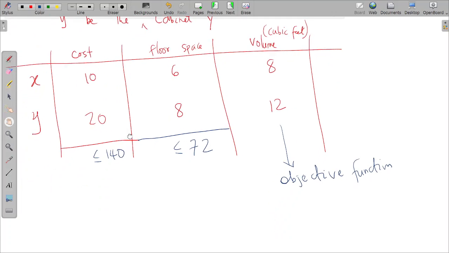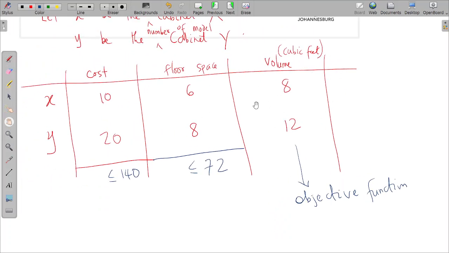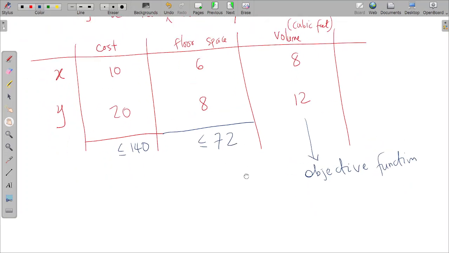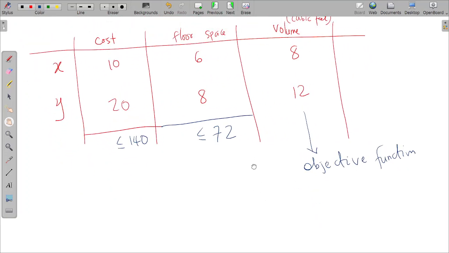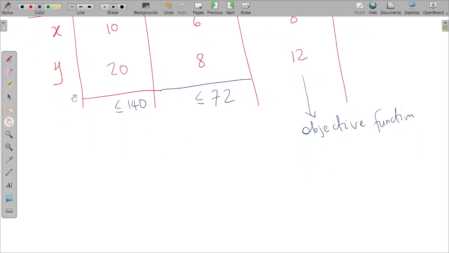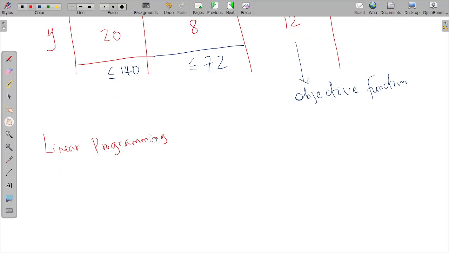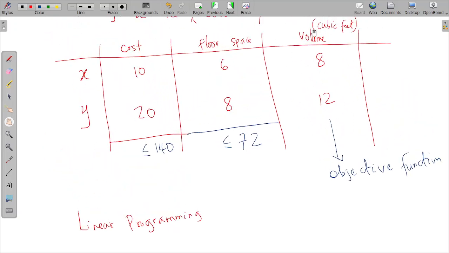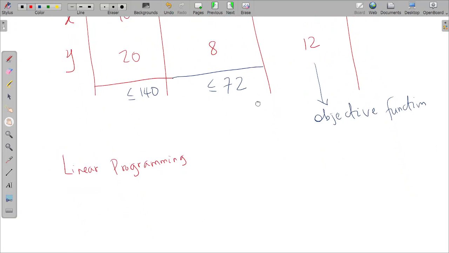You have limitation for everything except for the objective function. So this automatically is our objective function. So if we are to formulate the linear programming problem now, let's formulate the linear programming. So our linear programming formulation will now be, don't forget, because this does not have a limitation, that is our objective function.